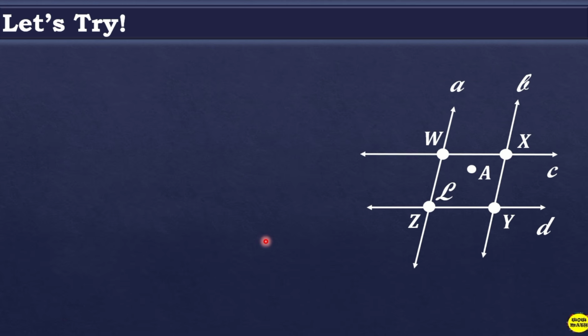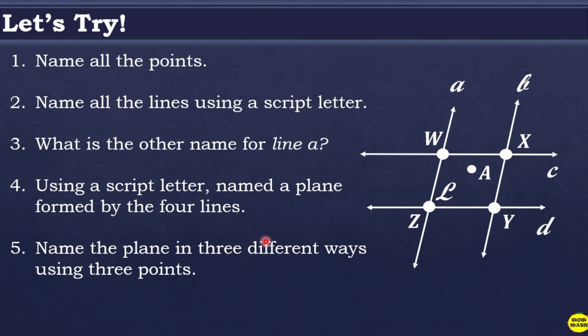Okay, let's try. So, I have here a figure. Now, I want you to answer this. Sige, i-try nyo rin. So, name all the points, name all the lines using a script letter. What is the other name for line A? Using a script letter, name a plane formed by the 4 lines. And name the plane in 3 different ways using 3 points.